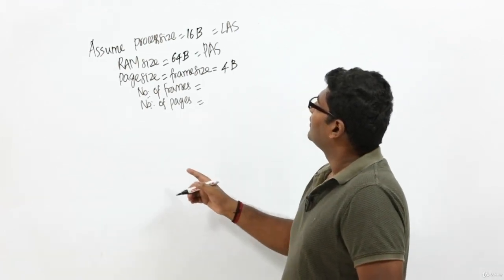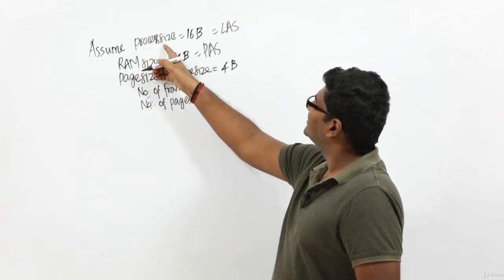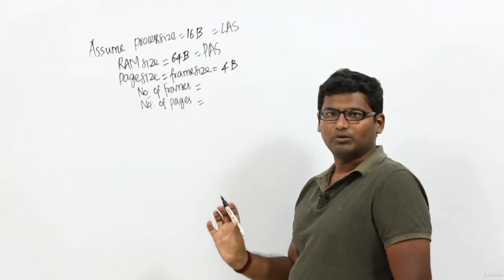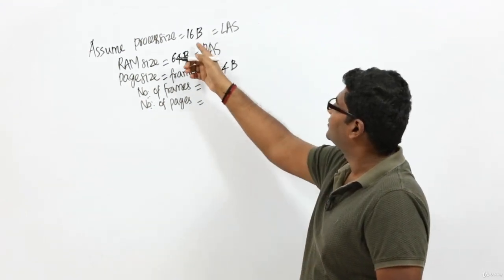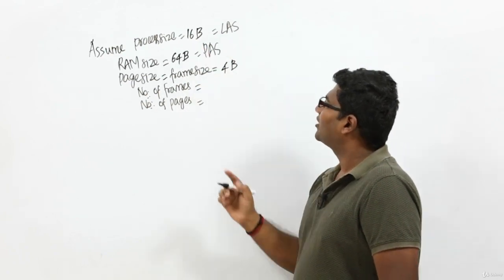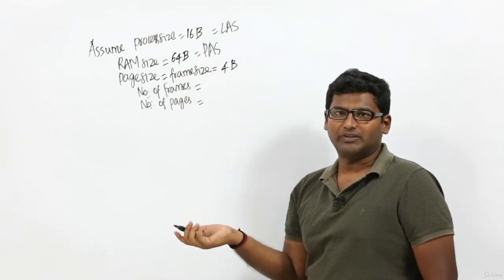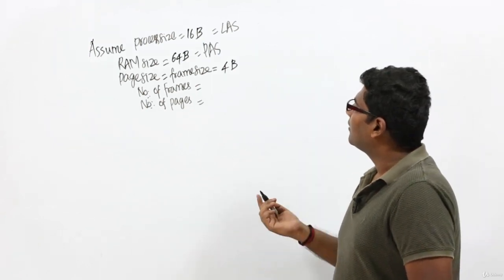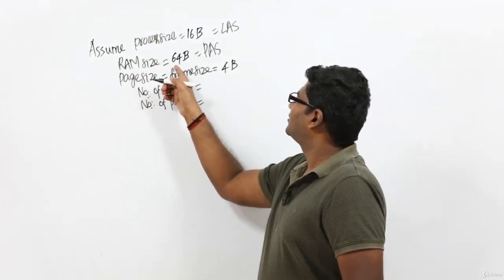Let's see this. They are given that process size is 16 bytes, the size of a single process. We are considering a single process, and its size is 16 bytes. We also call this the logical address space of a process, say the logical address space of P1. And they have given that RAM size is 64 bytes.